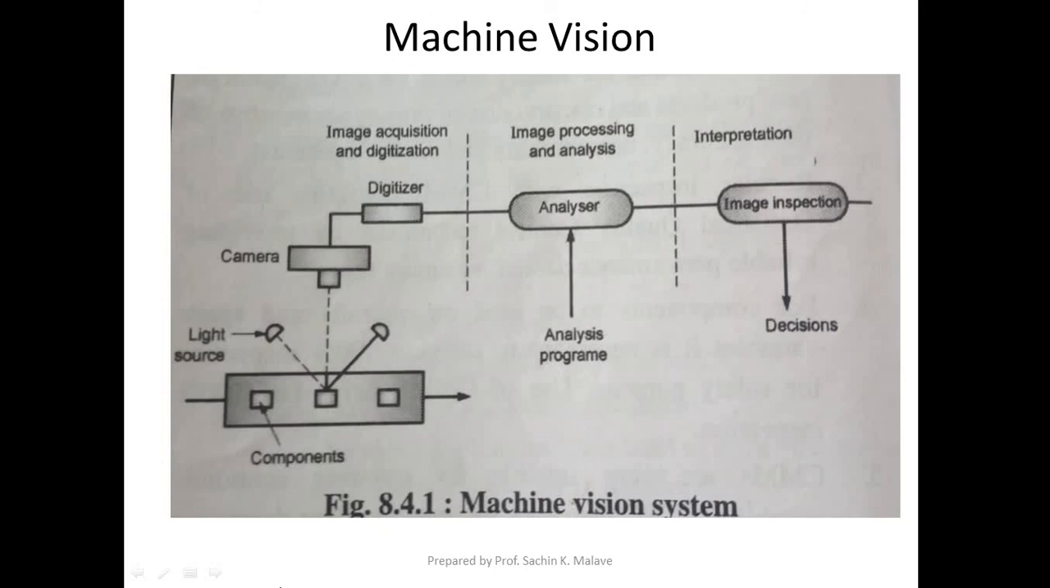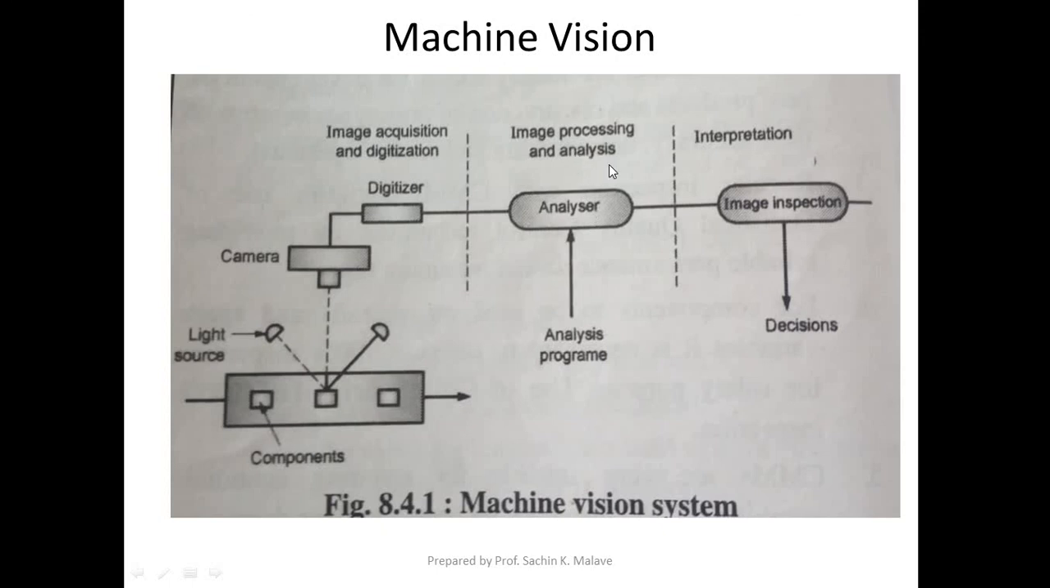The process of recording all the pixel values in a frame is done at the rate of 30 times per second. So this is the first unit of the machine vision system. Then the second unit of the machine vision system is the image processing and analysis.